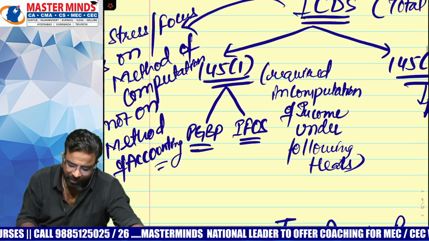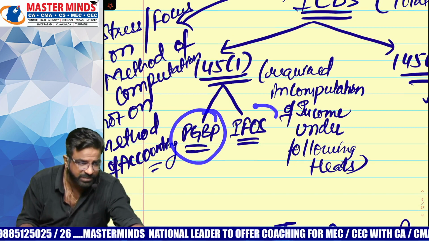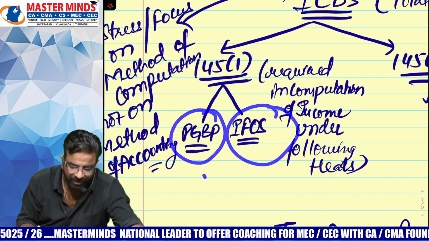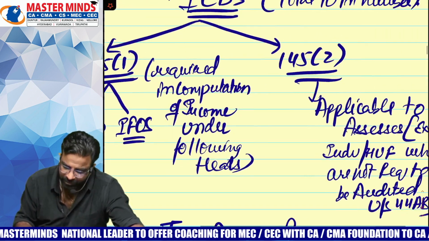Second thing, section 145 subsection 1. It is applicable on these two types of incomes. What are the two types of income? PGBP, IFOS. What is IFOS? Income from other sources. Right or not?